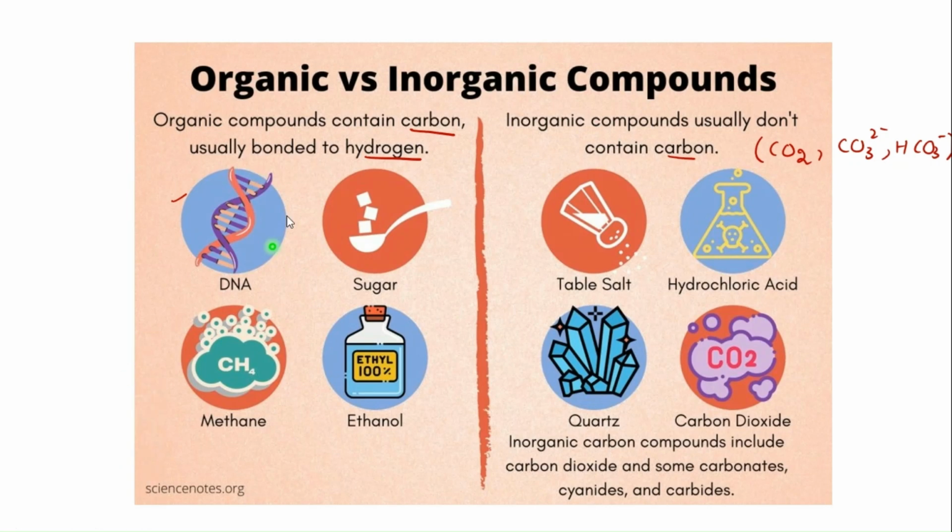I told you that the nucleic acids are organic in nature, like DNA and RNA. Sugar, that is present in our bodies as well as in plants. Plants produce sugars in the form of glucose, so that is an organic substance. Ethanol, which is an alcohol, is organic. Methane, which we use in our stoves to cook food, is also an organic substance. On the other hand, table salt, hydrochloric acid, quartz, which has diamond-like structures, and carbon dioxide, I told you, are inorganic substances.